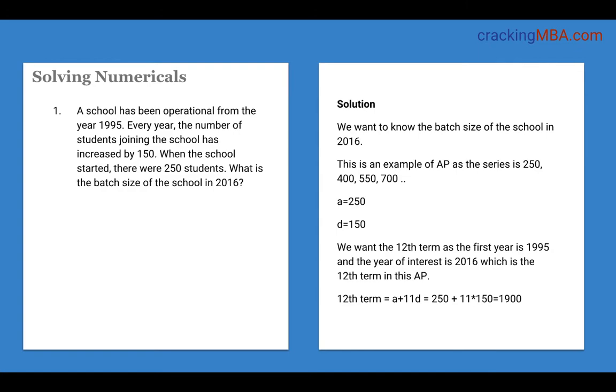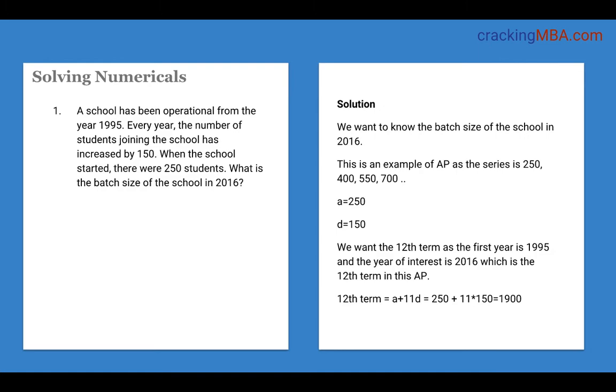A school has been operational from the year 1995. Every year, the number of students joining the school is increased by 150. Initially, when the school started, there were 250 students. What is the batch size of the school in 2016? Okay, now we want to know the batch size of the school in 2016.